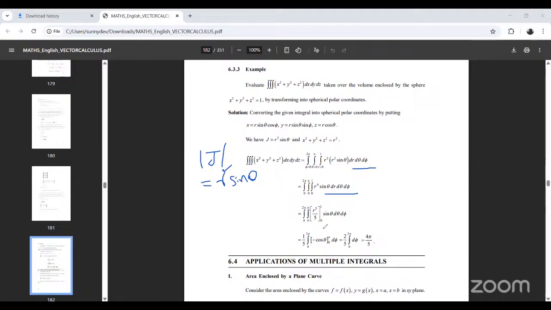So r power of 5 by 5 from 0 to 1, sine theta d theta d phi. Then apply the limits r equal to 1 and r equal to 0. Finally we are getting 1 by 5 outside, and sine theta d theta d phi. The integration of sine theta becomes minus cos theta with limits 0 to pi, into d phi. So that becomes 2 by 5, and the integration of 0 to pi d phi, that equals 4 by 5.